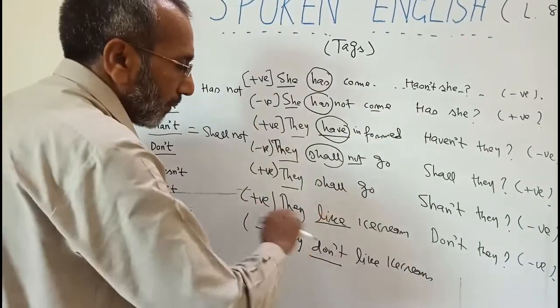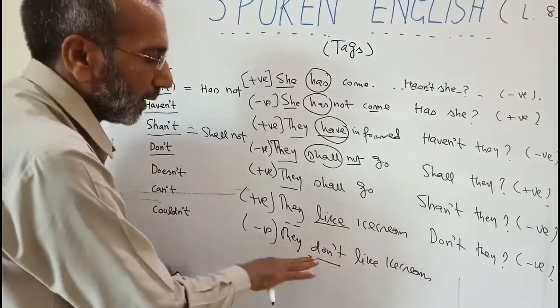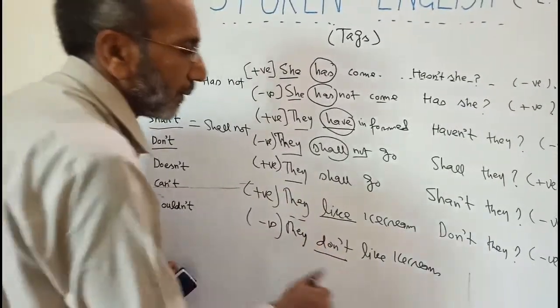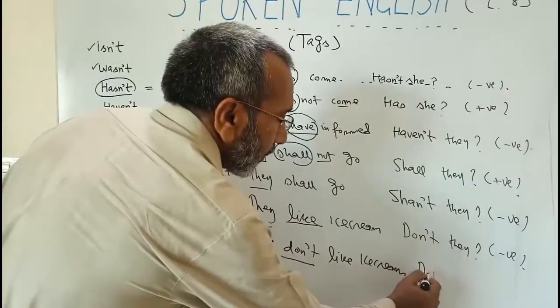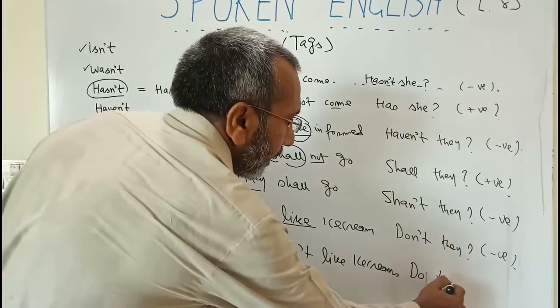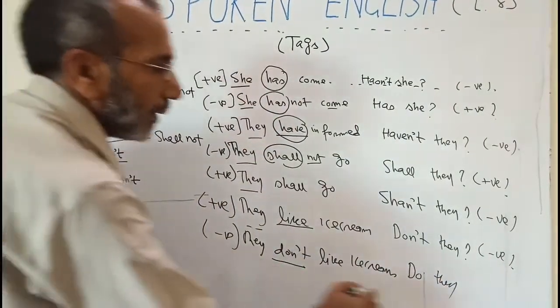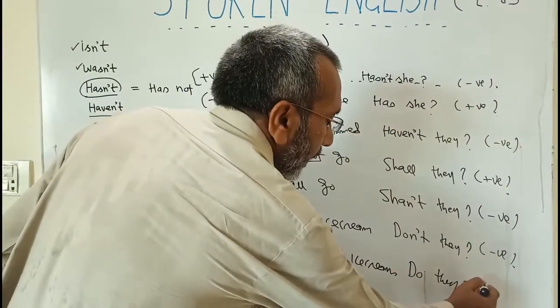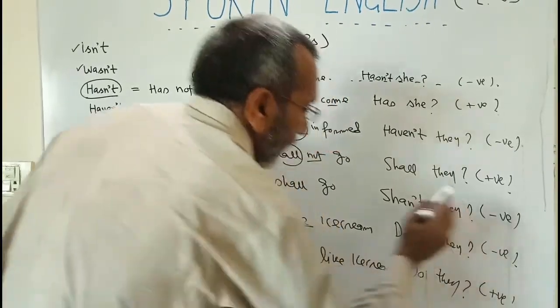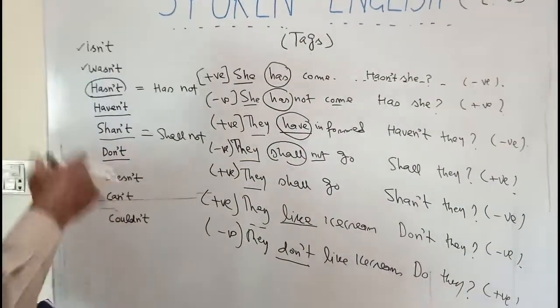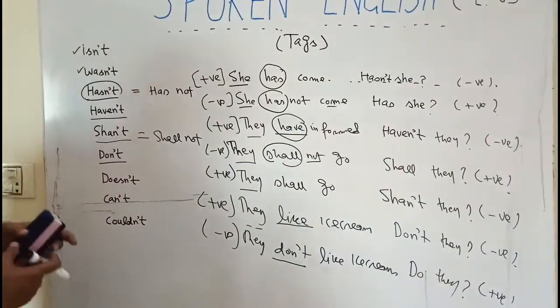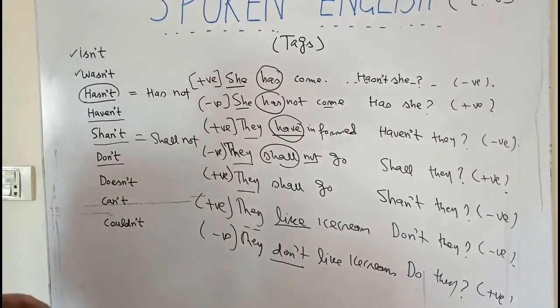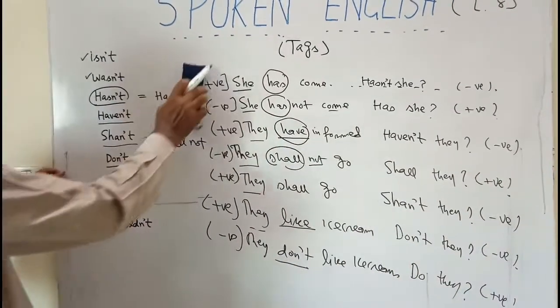In this it was not clear, but over here it's very clear: some form of "do". So do, and then they, there, and something like this. This is clear. Similarly, we can stick to almost the same pattern. Suppose, let's say, doesn't. May I? Okay, rub it out.